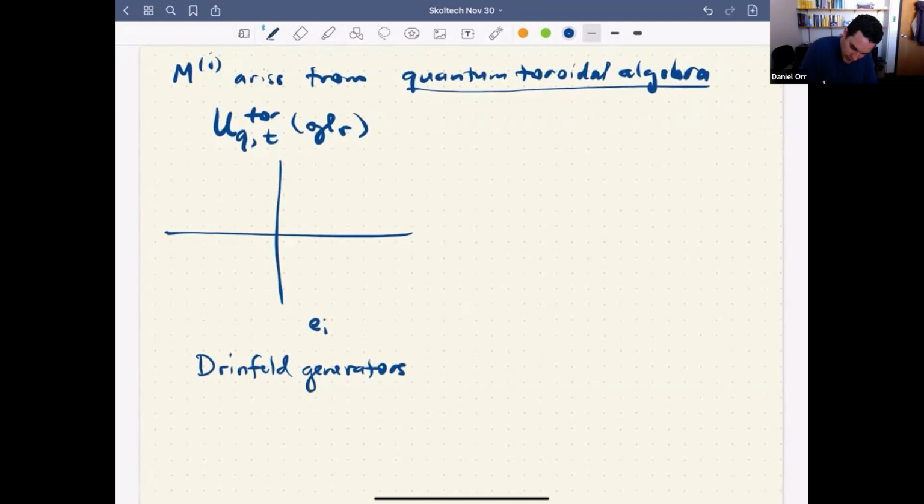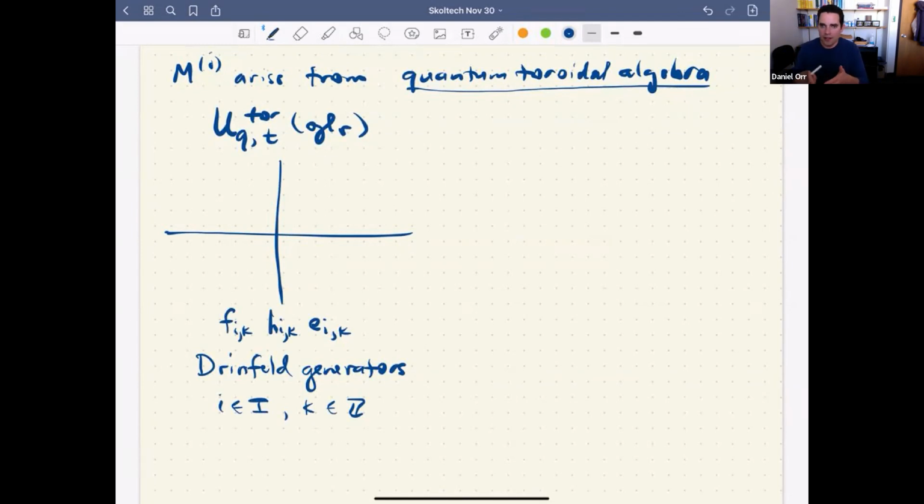So you have E_{i,k}, H_{i,k}, F_{i,k}, where i, k are in Z. And this is why it's double affine, because i is sort of already the vertex set for the affine Dynkin diagram of type A. i is the cyclic quiver vertex set. And then k is this sort of loop index. So that's the additional affine direction that makes it double.